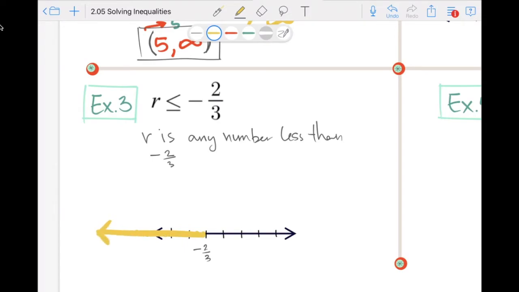Now, do we have an open dot or a closed dot? Because it's less than or equal to, and I need to fix that. Negative 2/3, less than or equal to, we need a closed dot right there. Now, let's do interval notation.